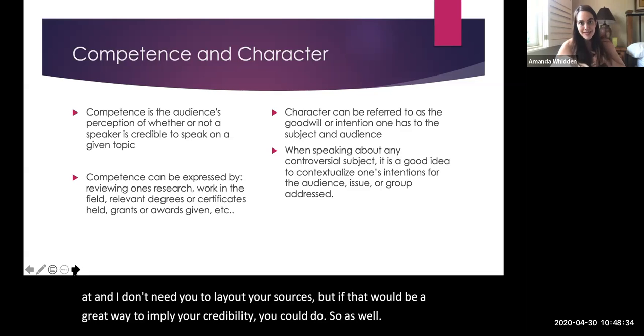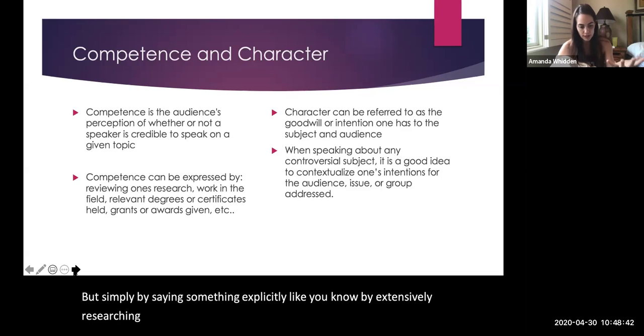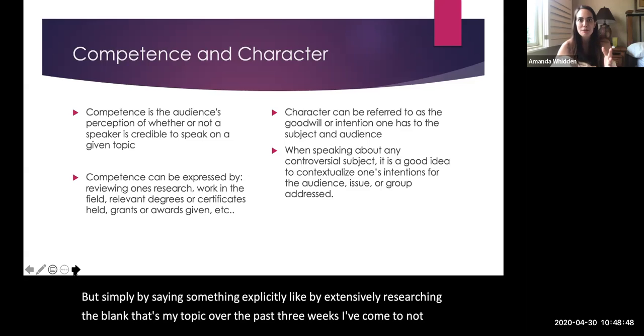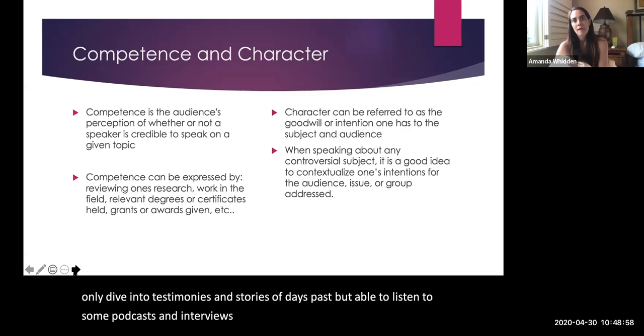But simply by saying something explicitly like, by extensively researching the blank, that's my topic, over the past 3 weeks, I've come to not only dive into testimonies and stories of days past, but able to listen to some podcasts and interviews from the present day.